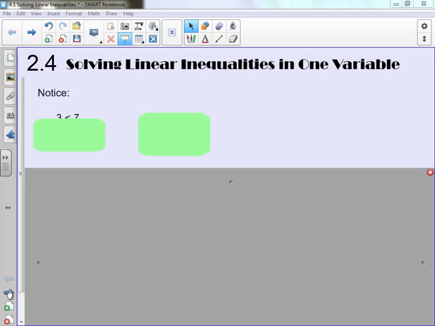So first thing, notice 3 is less than 7. That's a true statement. We all can agree on that. What about if we added something to both sides? For example, if we add 2 to both sides, we'll still get 5 is less than 9. Still a true statement.